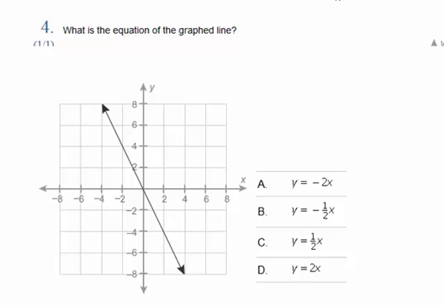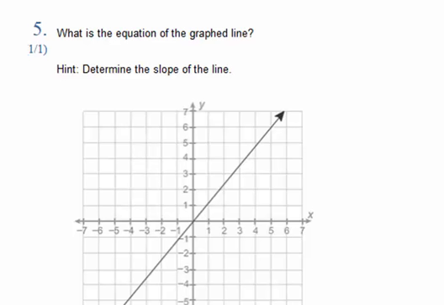In this one, we are looking for the equation of the line that's given. I like to find 2 points that the line crosses exactly. Here we can use 0, 0 and negative 2, 4. Then we look at the rise over run. In this case, we're going up 4 over 2, which gives us 2. And this is a negative slope. So our answer is going to be A, y equals negative 2x, because negative 2 is our slope.